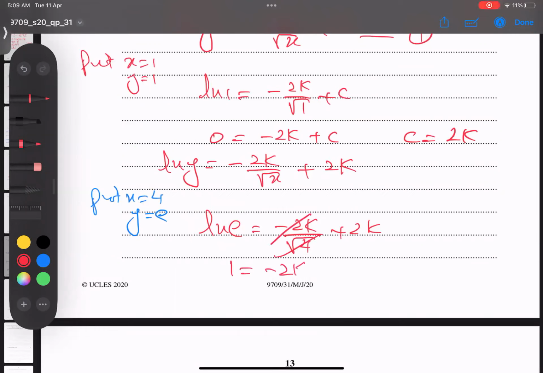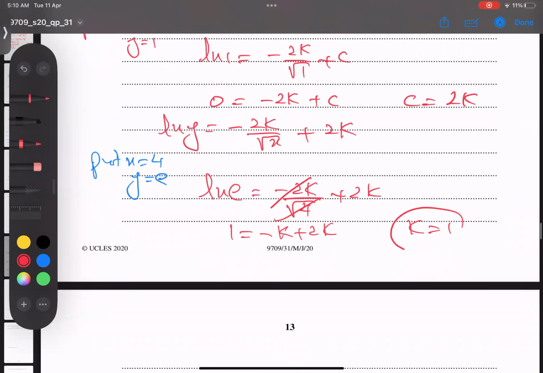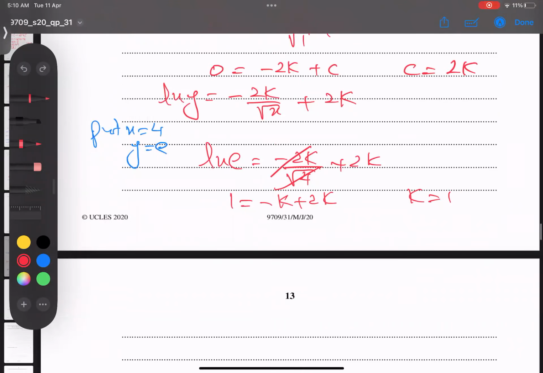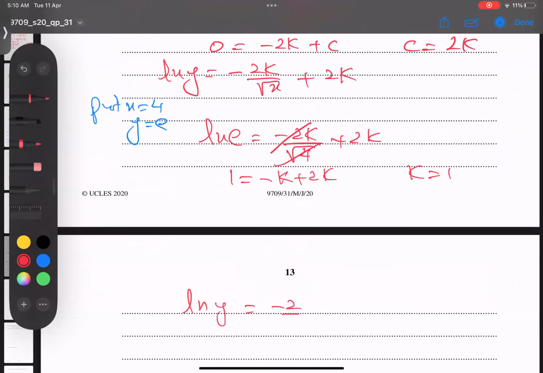Yes, we have to check here. Wait a minute. Yeah, so k plus 2k, and the k value is 1. So recheck. I think this part is clear. The k value is 1 and we plug it back into the equation here. So we get logarithm of y is equal to -2 over root of x plus 2.